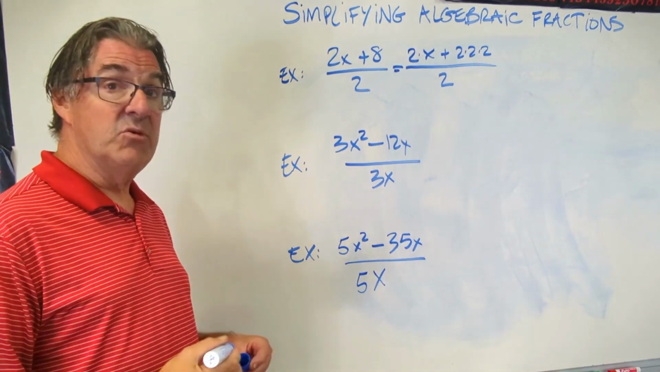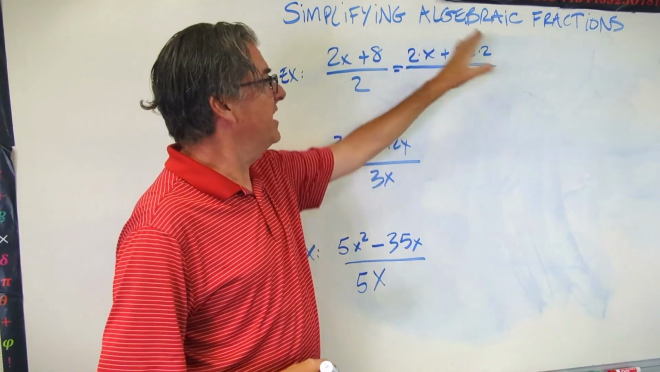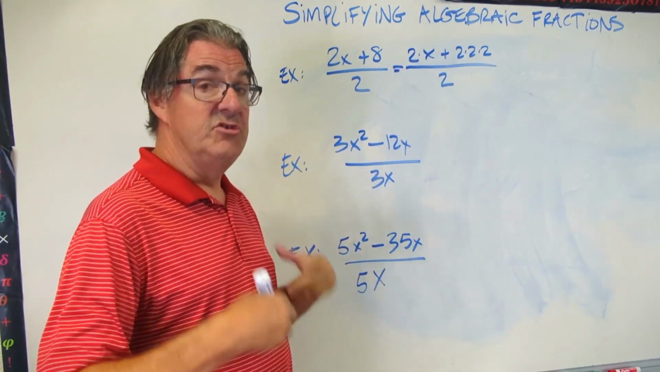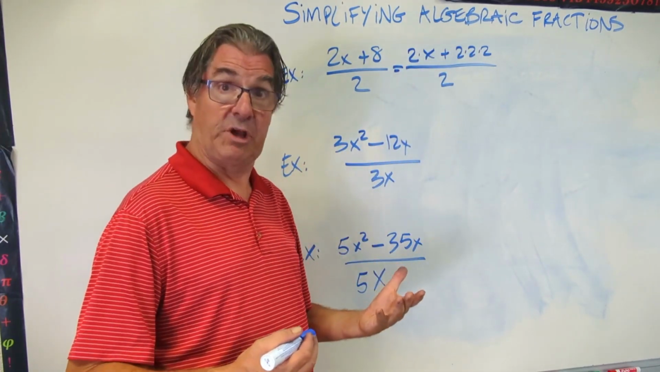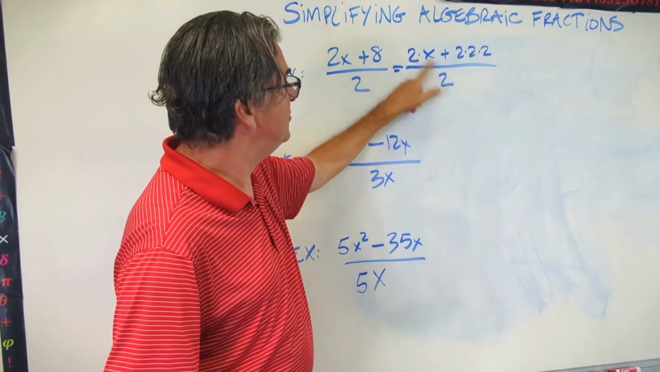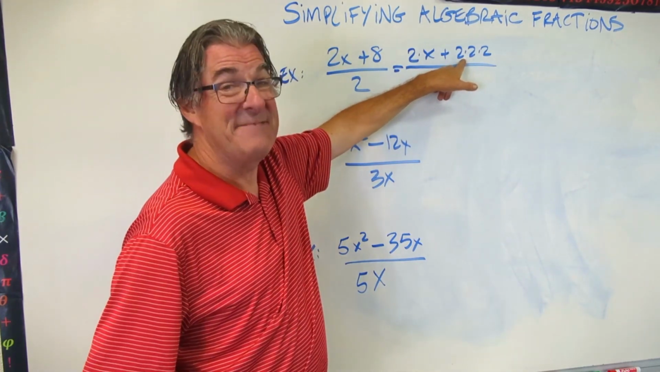Now the way canceling works is if you have a plus or a minus separating 2 terms, you could still cancel. You just have to cancel it out of both of the terms on the top. Okay? So I can cancel this 2 with this one only because I would also cancel this 2 at the same time.